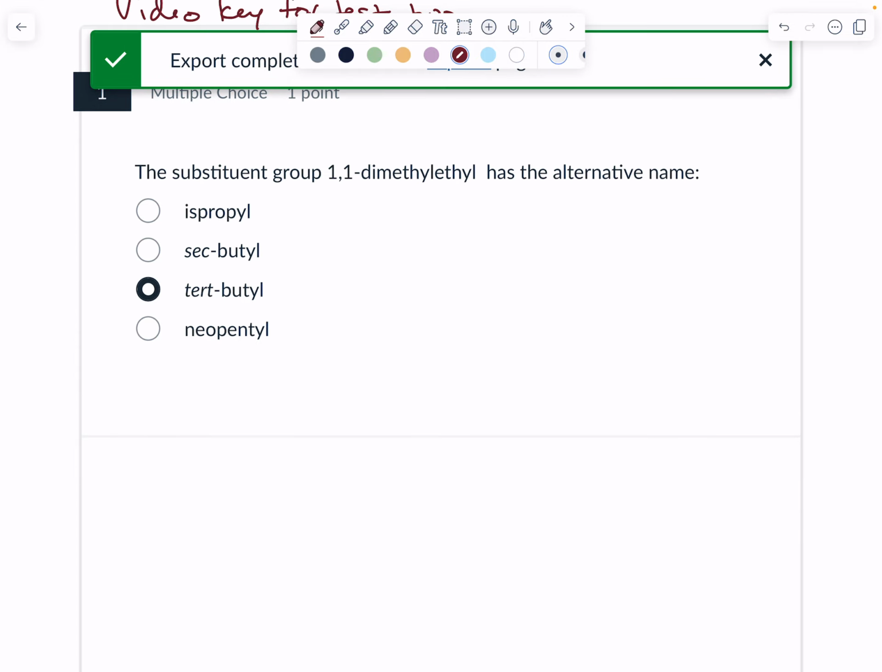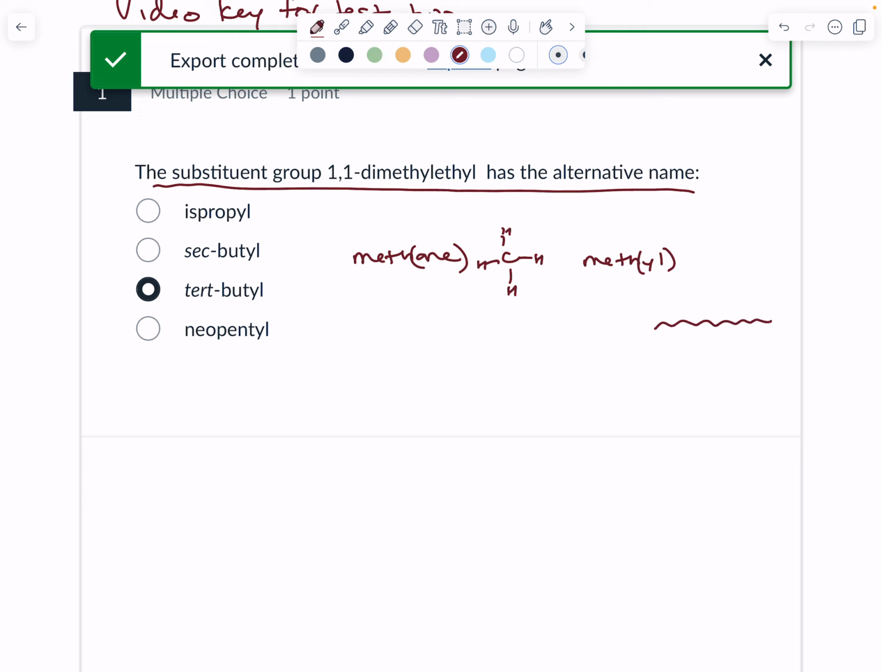So this first question is asking, the substituent group 1,1-dimethylethyl has the alternative name of what? When we talk about substituent names, if you have methane, that is a parent chain all by itself of just one carbon. But if we change it from methane to methyl, if we take away the "ane" and make it "yl", then we know that's a substituent. A lot of times the parent chain will be designated as wiggles, and then you just have that carbon off of it. So this wiggle means any parent chain possible.